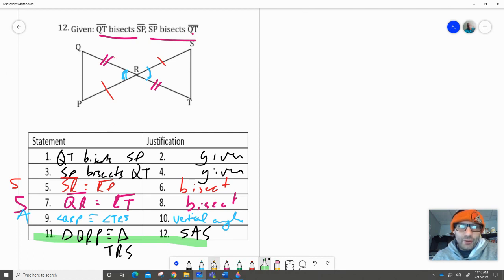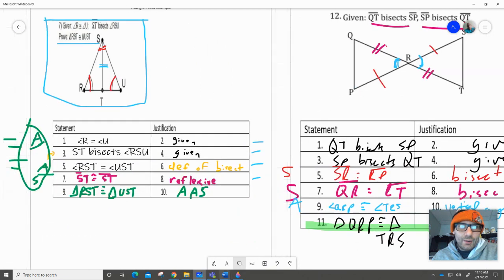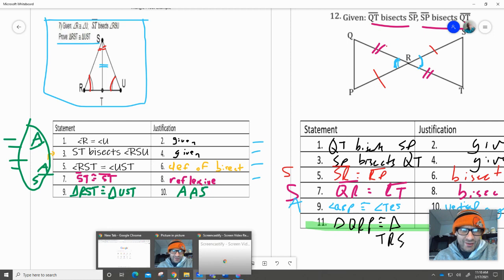Also, just FYI, these areas here are kind of interchangeable. If you wanted to put the vertical angles before the bisect, that's fine. That's really not a big deal. Same thing over here. If we wanted to put the reflexive property before the definition of bisect, that's fine too. As long as the givens are always first and then the congruent statement is always last, we're good to go.